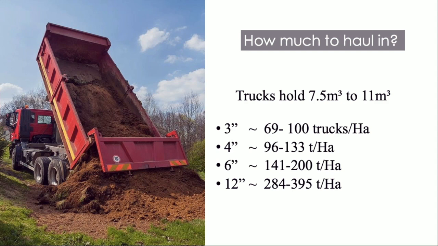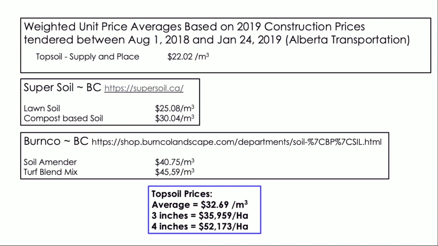And topsoil sometimes is hard to get, and we have to work with whatever we have available on site, because it could be prohibitive to haul in really expensive topsoil. So we really have to pay attention to this. This is an example of weighted unit pricing from Alberta Transportation, some of British Columbia. Around Canada, prices might differ depending on geographical location. Let's say it's a mine that is hard to get to and you have to travel 200 or 300 kilometers to get topsoil, prices will skyrocket. But in this example, what I want to show is topsoil prices might be around $32 to $33 per cubic meter. And for a hectare, you can go easily up to $35,000 per hectare, or over $50,000 per hectare. And that's a lot of money.